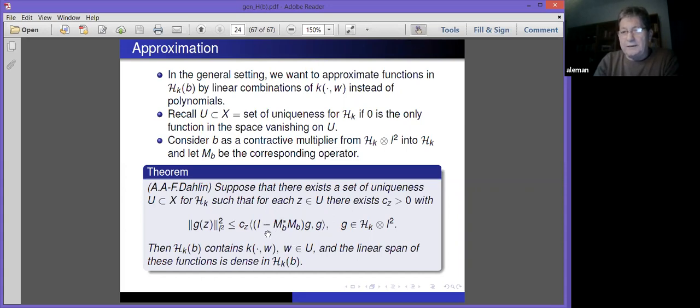But the reason I'm not satisfied is that I don't understand this so well when b is a vector, an infinite vector. That's my problem. It's not the scalar case. Okay. Thank you.